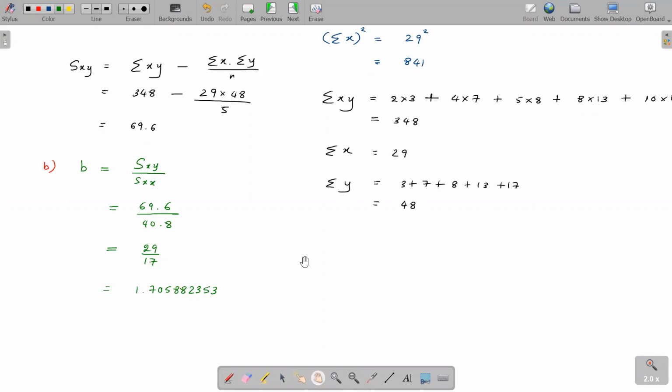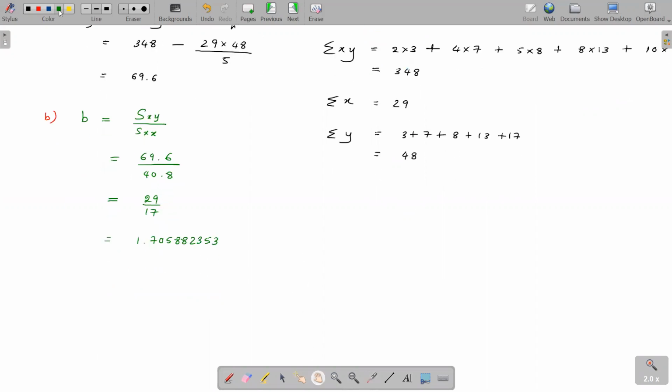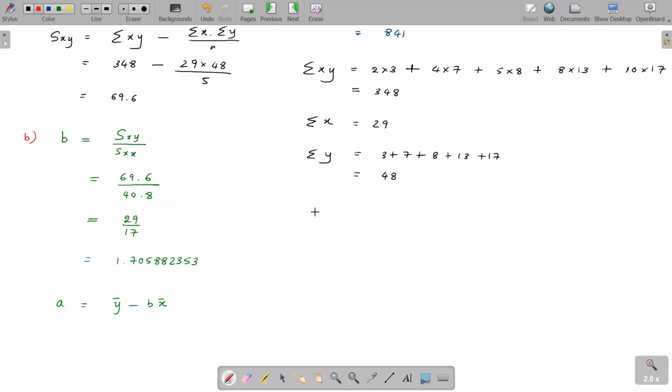So b is done. Now going on to a. The equation for a is y bar minus b x bar, right guys? Who is y bar? Do you remember x bar is sigma x over n? That is from chapter 2. X bar is the average, simply sigma x over n. Y bar is sigma y over n.